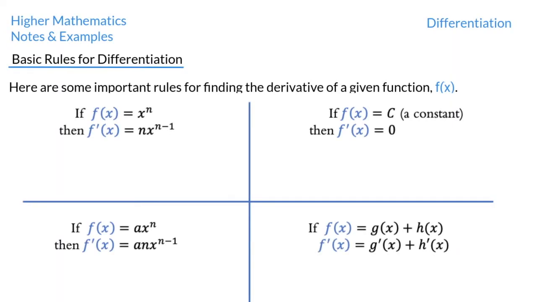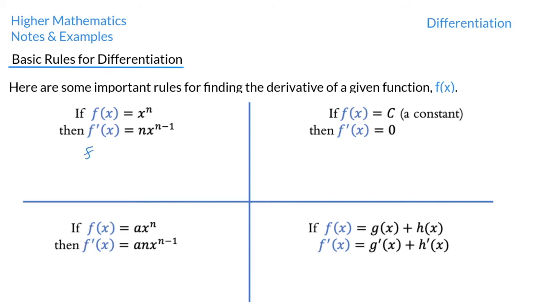This is Differentiation Lesson 2, Basic Rules for Differentiation. So we're going to look at some important rules which you need to follow when you're differentiating a function. If f of x equals x to the power n, then f dash x will be n times x to the power n minus 1. So with all of these, we'll illustrate with an example.